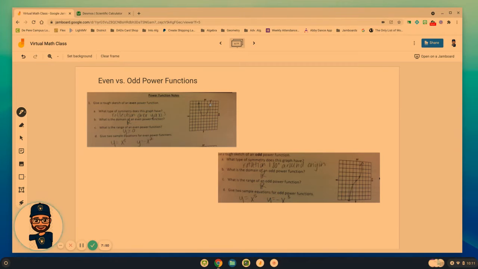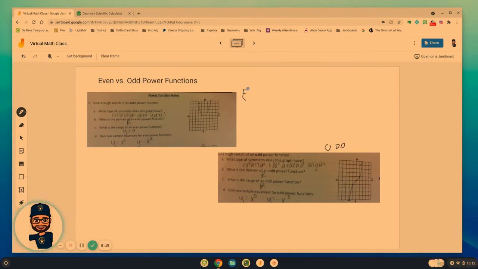Hopefully you remember that the even functions both point up in the same direction, or they point down in the same direction, depending on that a value. And we talked about how their domain is going to be all real numbers, and their range is going to be either greater than or less than. Whereas the odd, over here, the odd, their ends point in opposite directions, which is really, really important, okay?